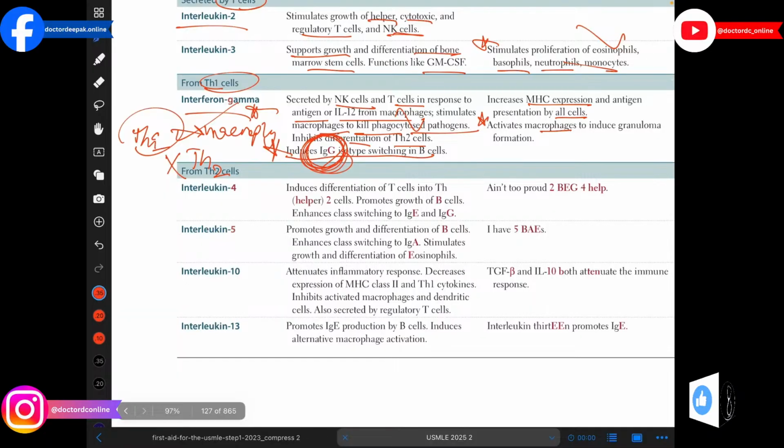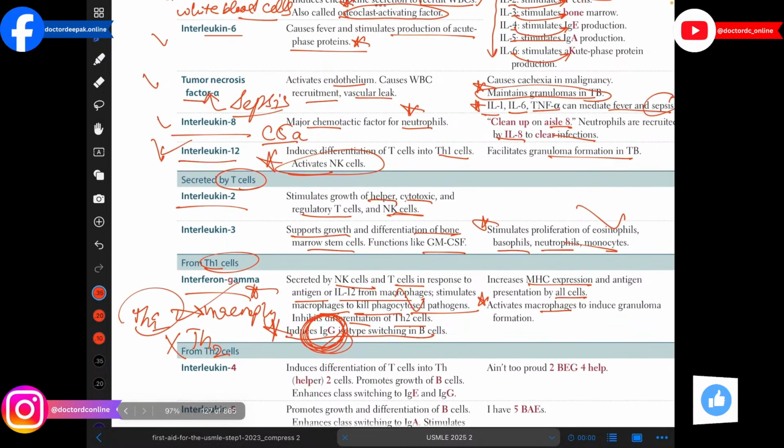So guys, till now we are done with some granuloma formations. First, it is by interferon gamma, interleukin 12, and tumor necrosis factor alpha.